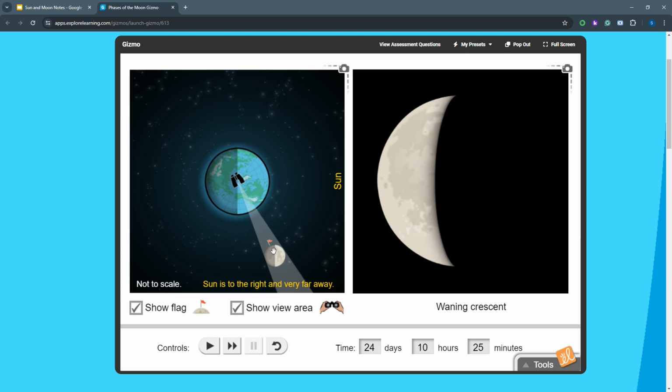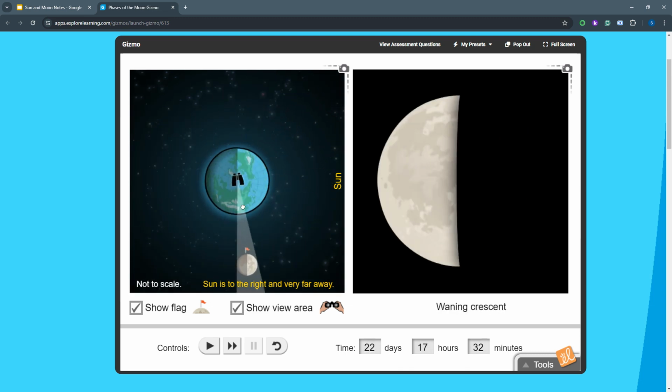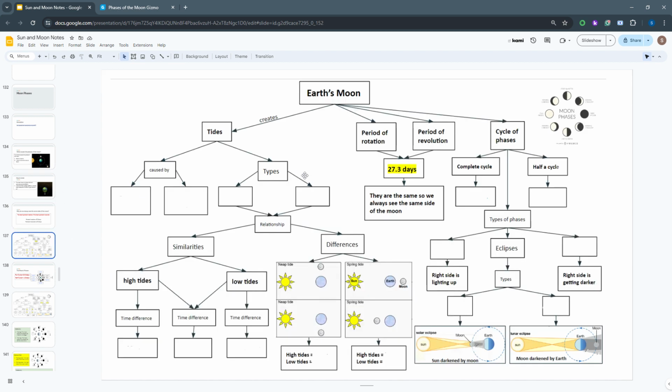And because of this equal motion between the moon's revolution and rotation, we are always seeing the same exact side of the moon. Okay, and it takes about 27.3 days. So the moon's period of rotation is equal to the moon's period of revolution, which is about 27.3 days. Make sure you have your note packet out and let's write this down. For the Earth's moon, its period of rotation and period of revolution are both 27.3 days, and they are the same. So that's why we always see the same side of the moon.